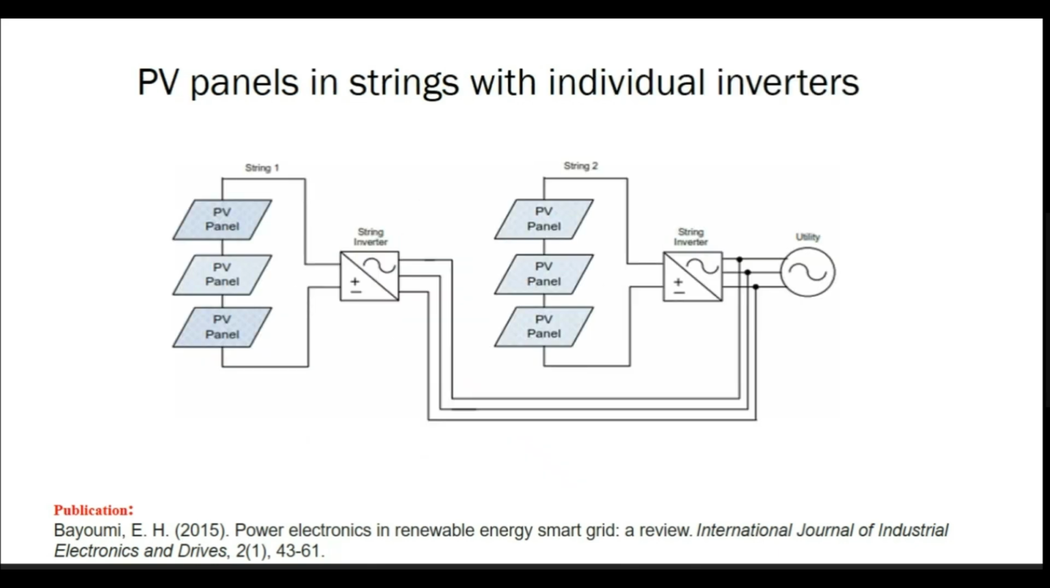This is a different configuration where we have parallel strings, and each string has an individual inverter. You can see a set of PV arrays which are connected to an inverter, and the second module also has a set of PV arrays connected to an inverter. These two are paralleled and then connected to a grid over there. So this is a configuration where we have panels in strings with individual inverters.